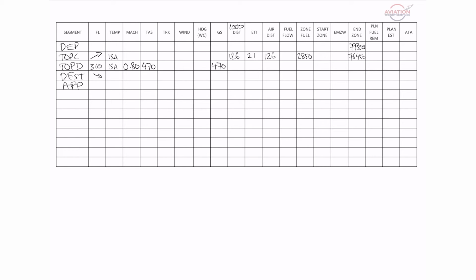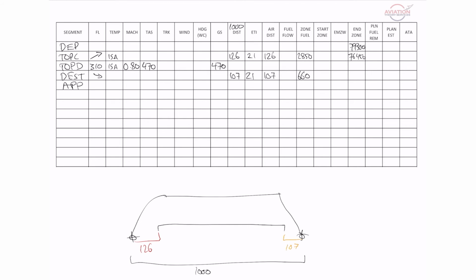We'll fill out the information on the destination line. So I can see from the descent tables, we'll be descending for 21 minutes using 660 kilos of fuel, covering 107 air nautical miles, which will be the same as ground nautical miles because there's no wind. So the information we have: a 1,000-mile leg, of which 126 is climb, 107 is descent. That means the remaining distance in the cruise is 767 miles. So this will be our cruise distance, which I'll write in up here.